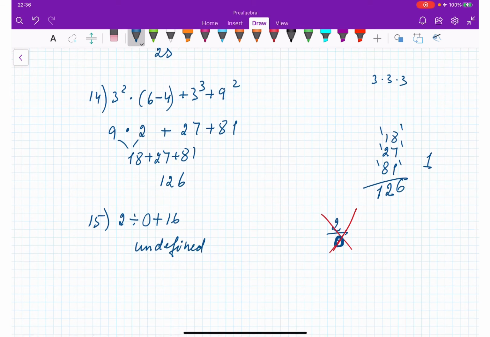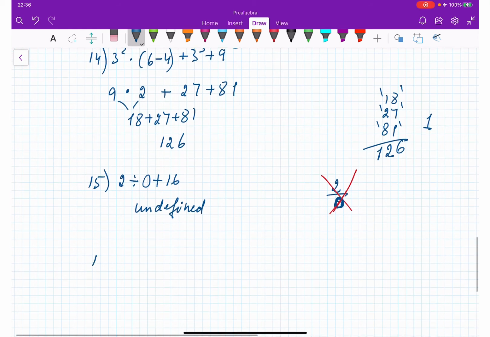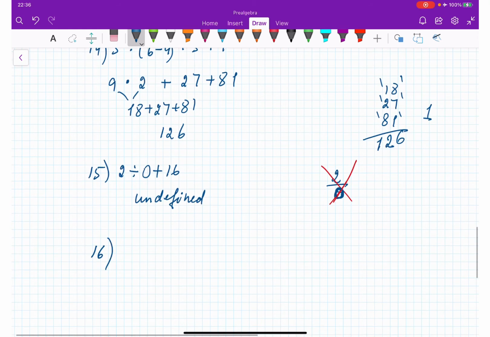Next one, number 16. 2 cubed times 4 minus 30 divided by 3.